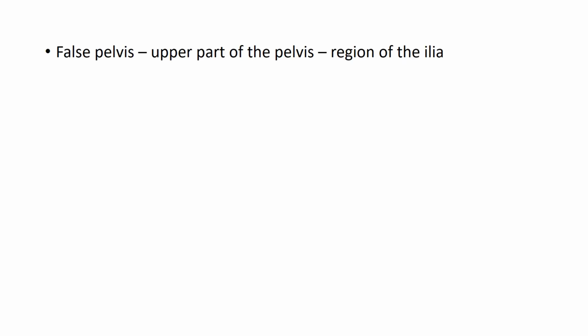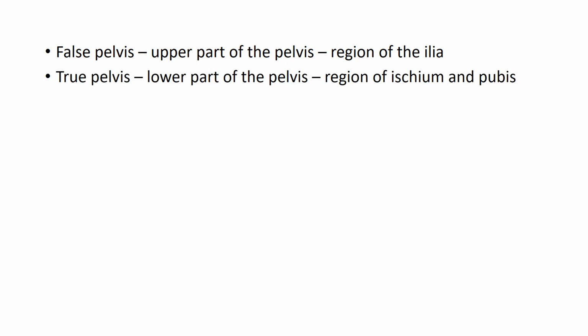False pelvis is the upper part of the pelvis. This is in the region of the ilia. True pelvis is the lower part of the pelvis. This is in the region of the lower part of the ilia, but also in the regions of the ischium and the pubis.